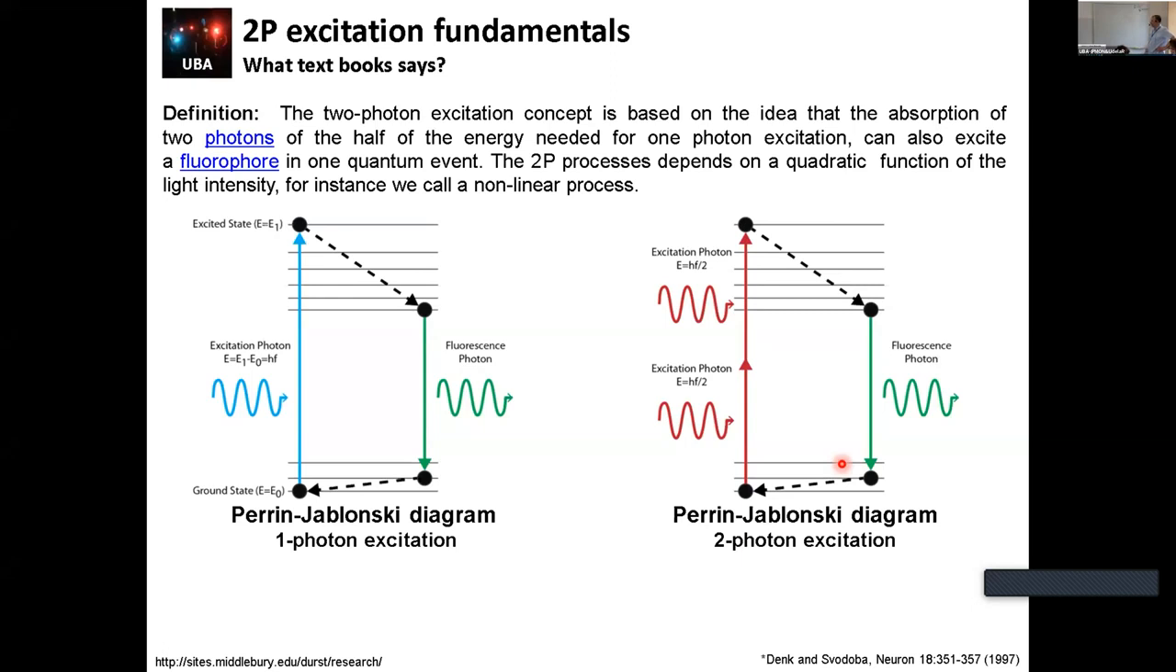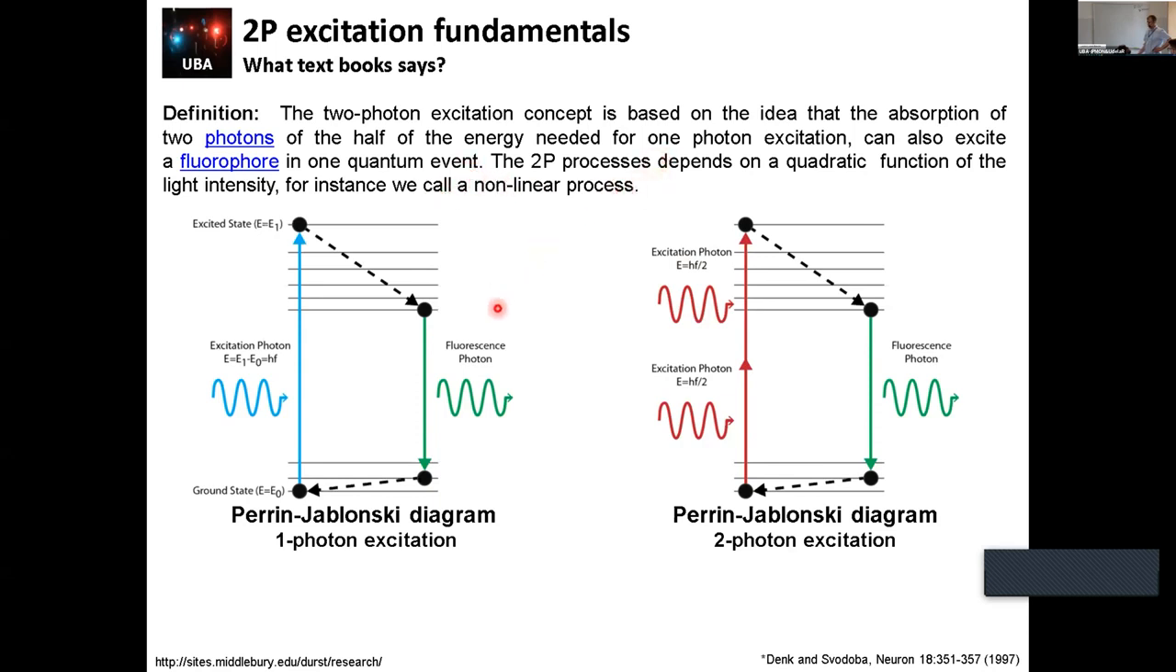If you go and read Wikipedia, it's really hard to understand what is going on with two-photon excitation, because what they say is, strictly speaking, true, but difficult to understand. They say the two-photon excitation concept is based on the idea that absorption of two photons of half of the energy needed for one-photon excitation can excite a fluorophore as a one-photon event. The two-photon process also depends on a quadratic function of the light intensity, and for instance, is not linear.